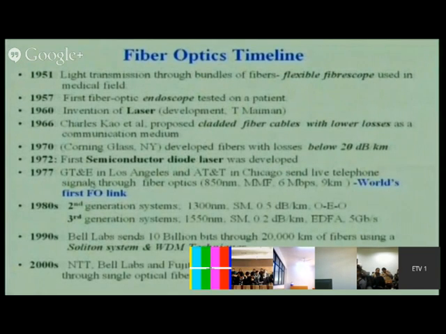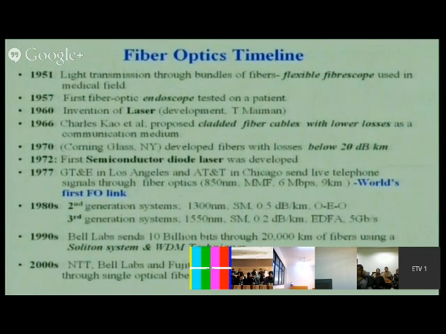was established. That was tested by GT&E in Los Angeles, and at the same time by AT&T in Chicago. They sent live telephone signals through fiber optics. The system they developed was at 850 nanometer, which is the far end of the optical spectrum, and they used multimode fibers. The data rate was around 6 Mbps with 9 kilometer repeater spacing.